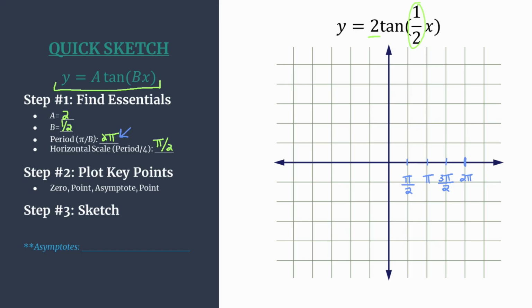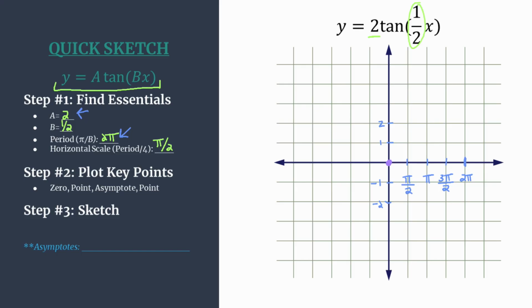All right, now we're going to label our vertical axis. Look to your value for A here. Since it's 2, we'll mark our vertical axis up 2 and down 2. All right, now we're ready for step 2, where we'll plot our key points. So we always start our pattern for tangent at the origin. We start with a 0, so we'll go ahead and mark that. That's just another name for x-intercept, remember?